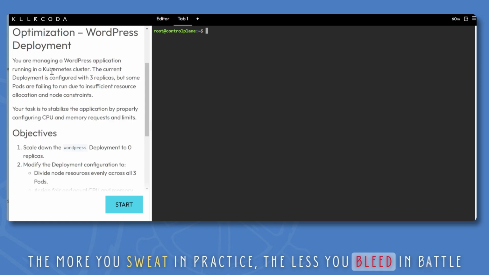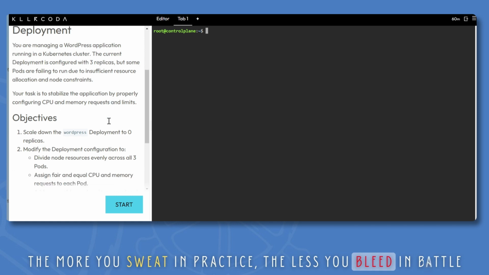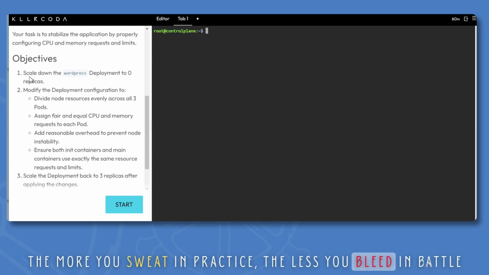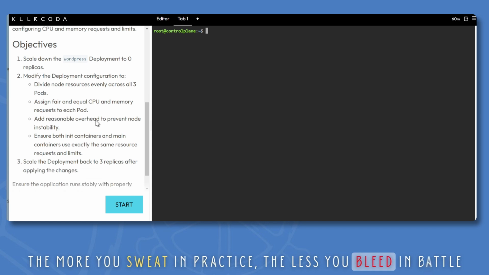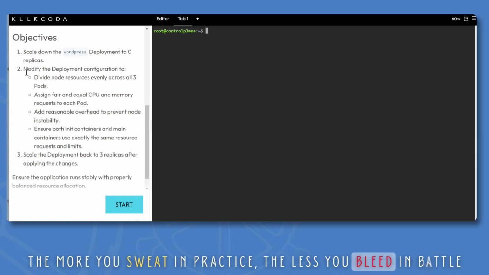So you are managing a WordPress application running in a Kubernetes cluster. The current deployment is configured with three replicas, but some pods are failing to run due to insufficient resource allocation and load constraints. Your task is to stabilize the application by configuring CPU and memory requests and limits. So scale down the WordPress deployment to zero. Why scale down? So that all the pods are removed and we can start fresh.